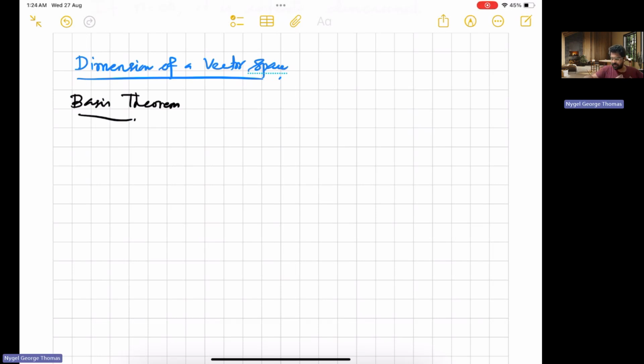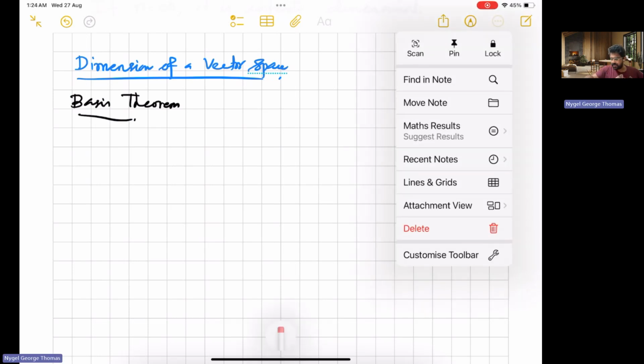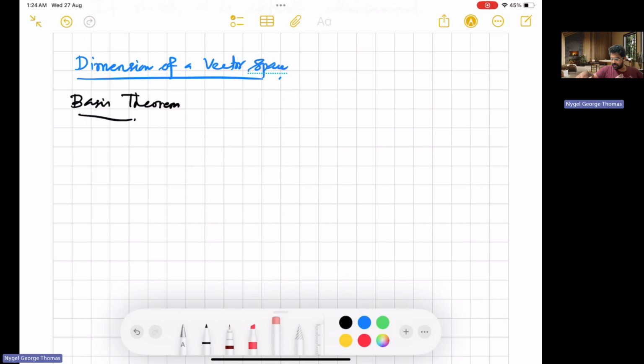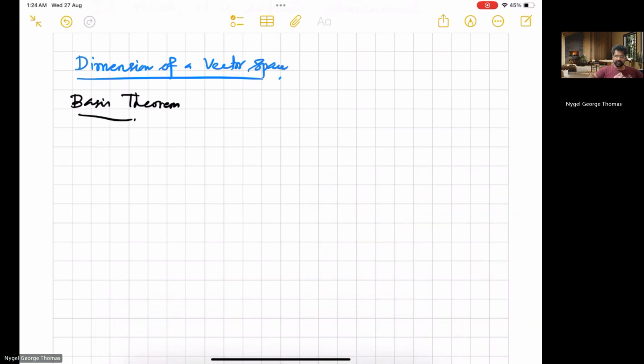Okay, let's put this in green. That's what we were thinking earlier. Okay, can we get a darker green? Maybe difficult. Okay. Look at this green. So what does the basis theorem say? Oh, sorry.